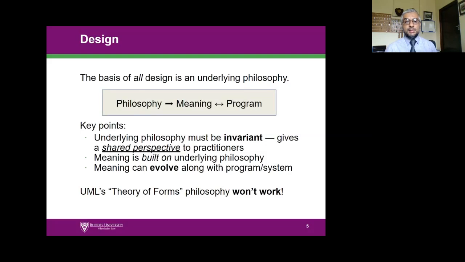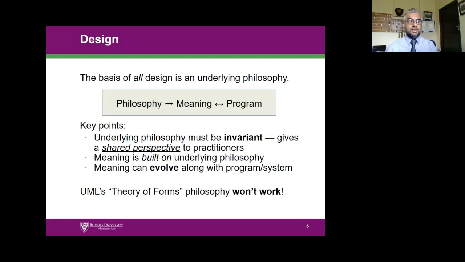Now, the basis of all design is an underlying philosophy. That philosophy can't change. It must be invariant. It's what gives a shared perspective to practitioners. So for object orientation, that philosophy is actually Plato's theory of forms, which says that there are ideal kinds of things, which we call classes, and everything we see in reality is just an instance of these things, and the way to look at the world is as discrete objects and relationships between them. Now, no matter what object-oriented system you look at, this philosophy is there. It is invariant. It is a shared perspective. Now, obviously, as well, the theory of forms isn't how functional programmers see the world.